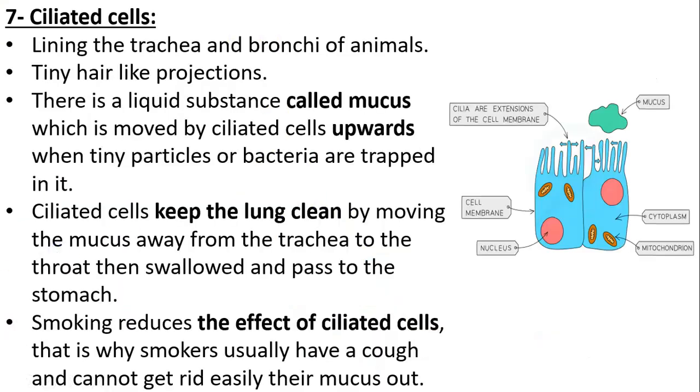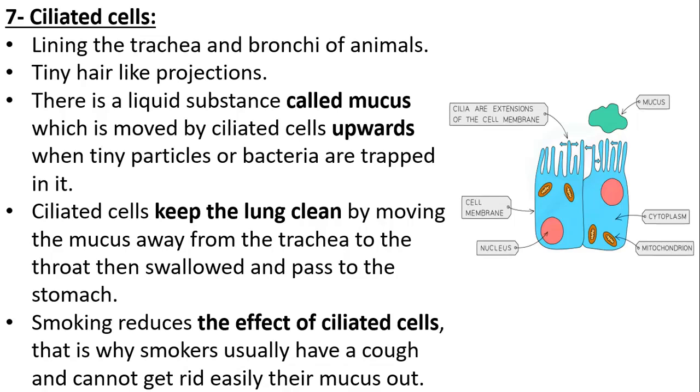Okay, ciliated cells. Before we talk about ciliated cells, you need to know that there is a liquid substance called the mucus. What's the function of the mucus? It traps. It's a trap. For what? For any unwanted particles, like dust particles from the air, bacteria, anything that you need to clear from your air before it enters your body.